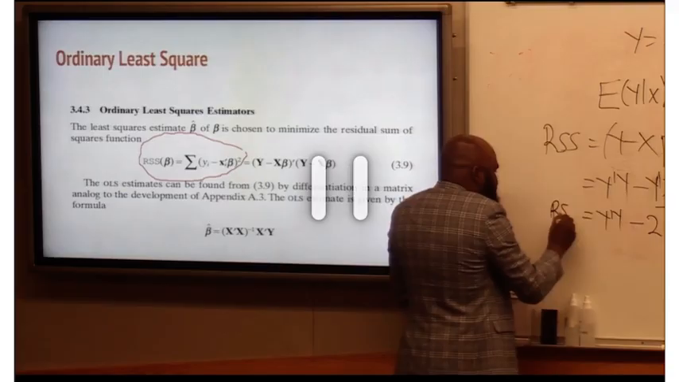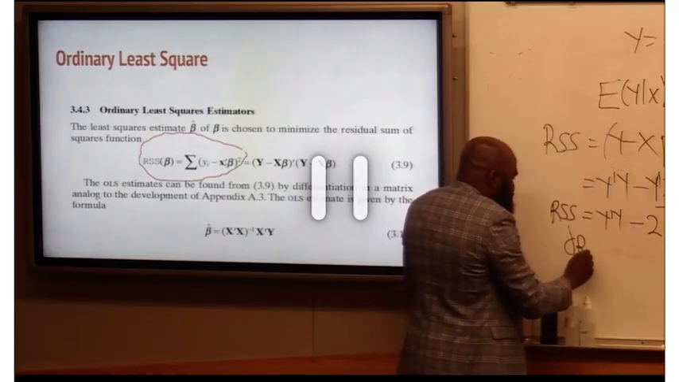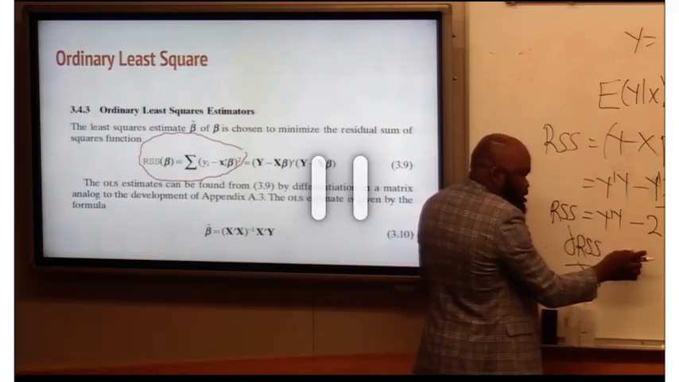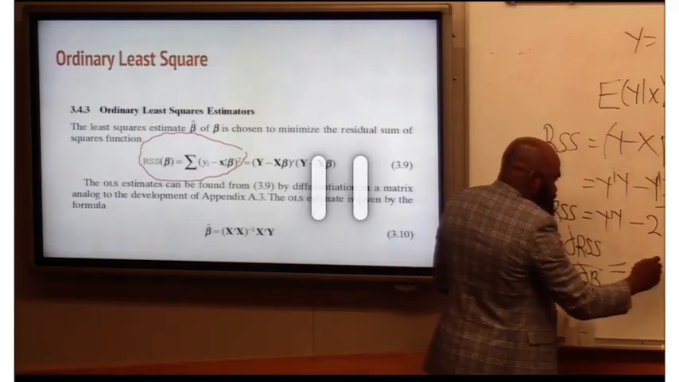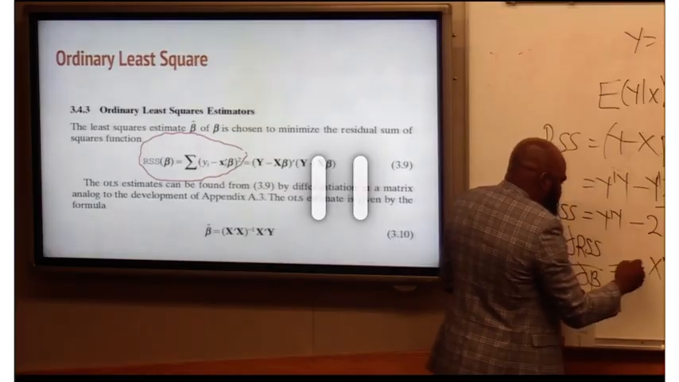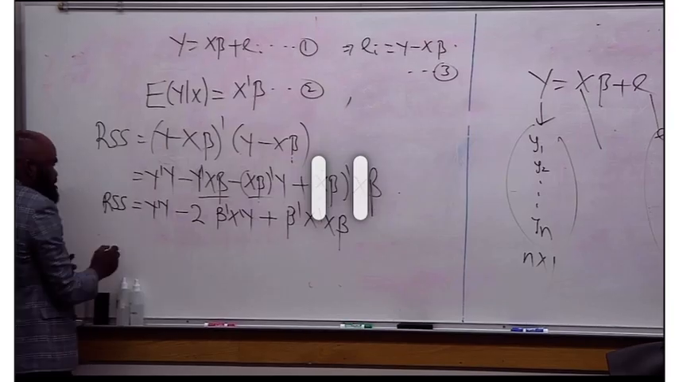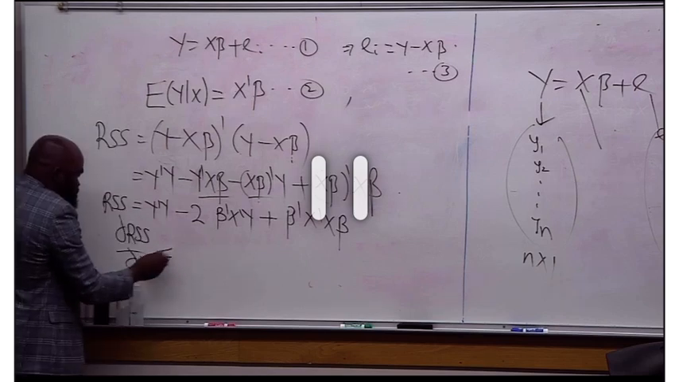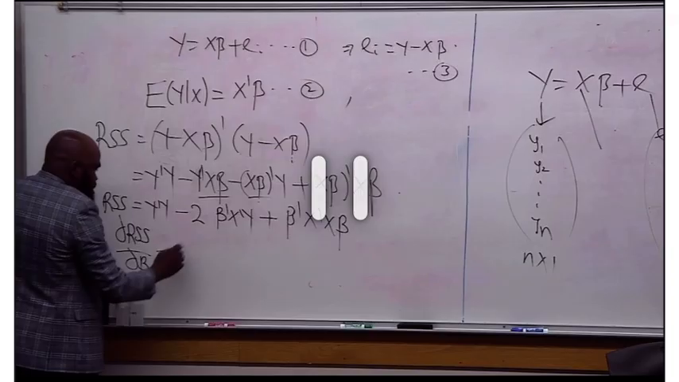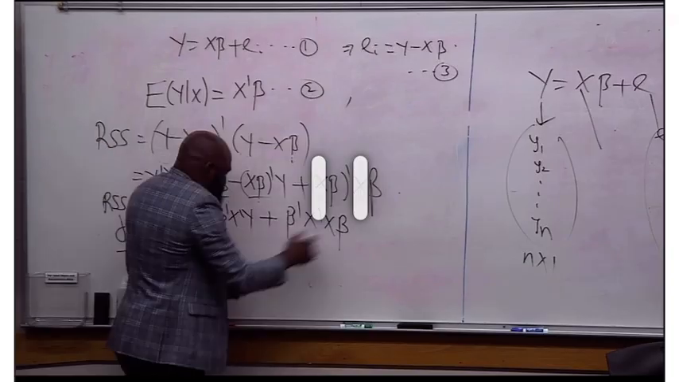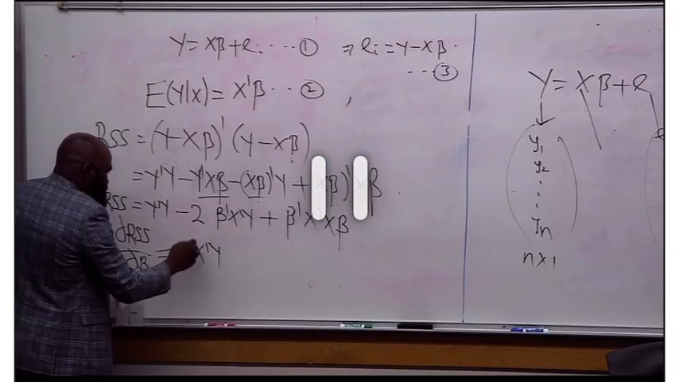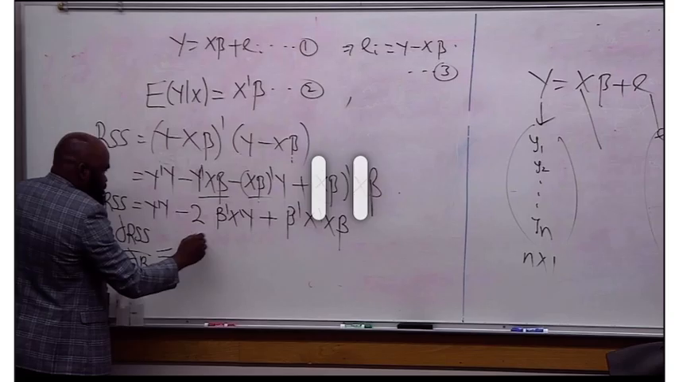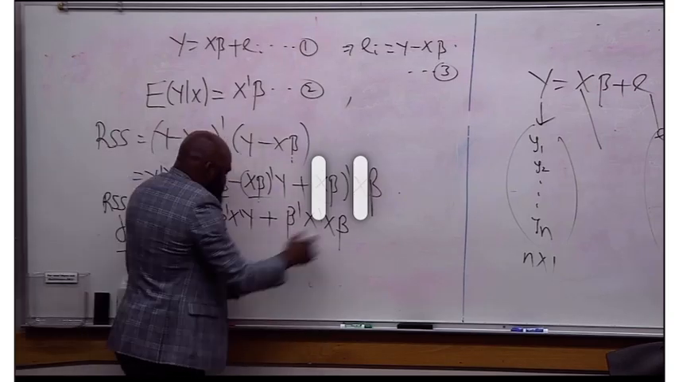Now, if this is RSS, I'm going to differentiate this guy with respect to beta. This is going to be 0, and here I'm going to have 2x prime y. And this guy is more or less like beta squared, so that's going to be 2 x prime x beta. Then I'm going to set this to 0.